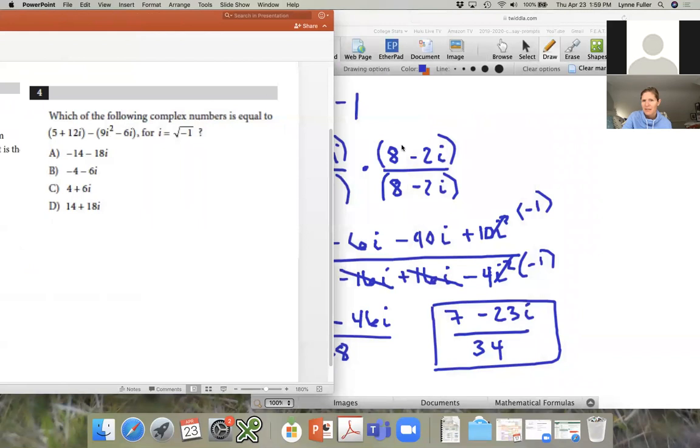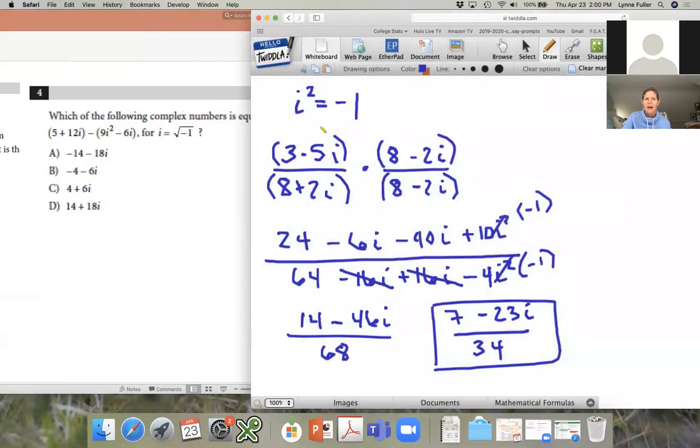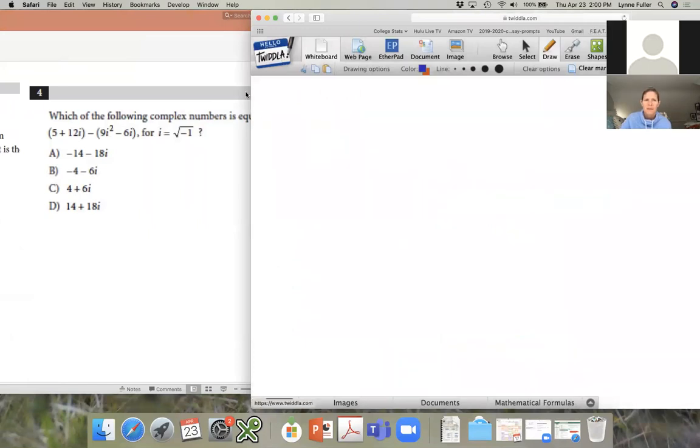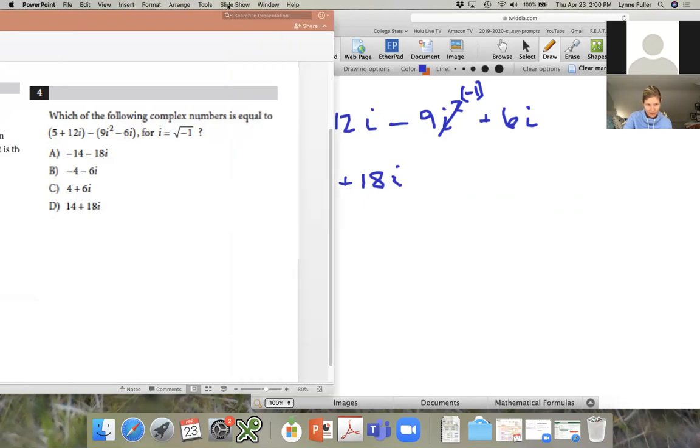Number 4 is actually a pretty simple problem. It was an early problem in one of the sections. But what everybody messes up with for number 4 is the distribution of that negative that's sitting outside that 9i squared. So you'd have 5 plus 12i minus 9i squared plus 6i. Notice all the answers still have their i's intact. So I'm going to replace this with -1. So I have 5 plus 9, which is 14, plus 18i. So pretty straightforward once we know how to distribute.